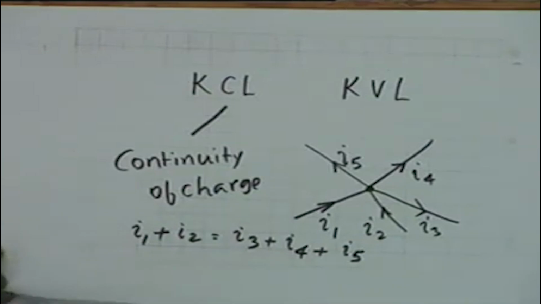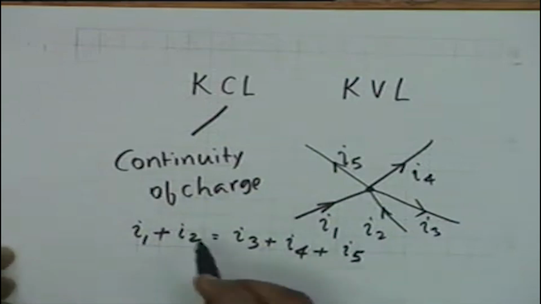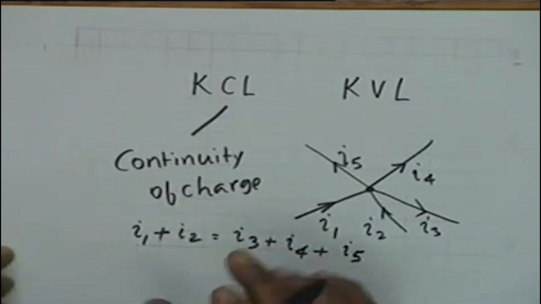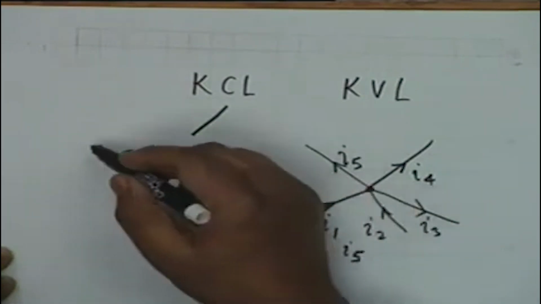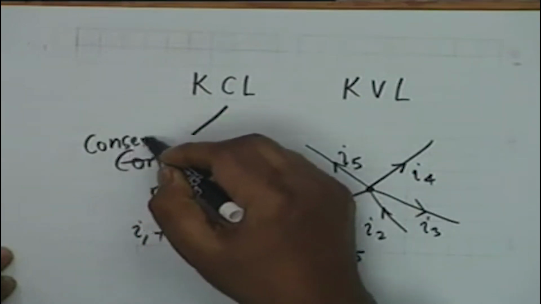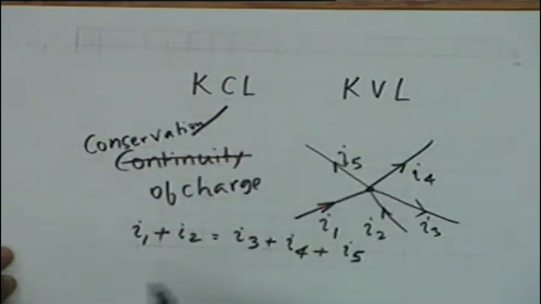KVL, Kirchhoff's voltage law, on the other hand, is an expression for continuity of energy or conservation of energy. Continuity of charge is a correct expression, but continuity of energy is not a grammatically sweet expression. It is better to say conservation, or you use both. For both you use conservation of charge and conservation of energy. KCL is an expression for conservation of charge, KVL is an expression for conservation of energy.